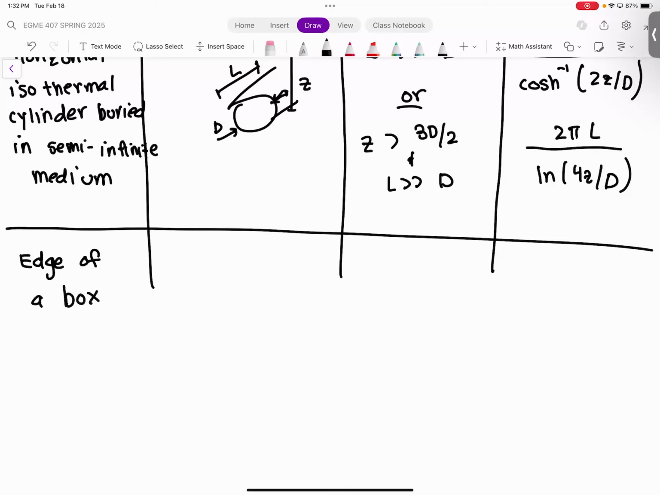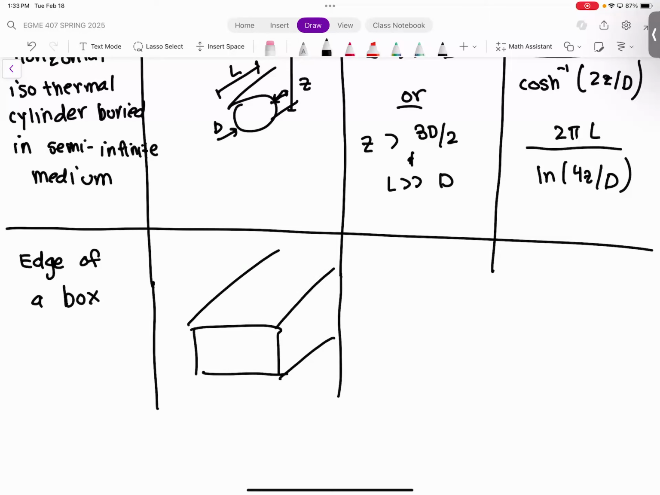So this one doesn't have as long of a name. Okay. So for an edge of a box, let's say we have a box here. We'll define this length as L. And then the edge that we actually want to compute the heat transfer from is this one right here.